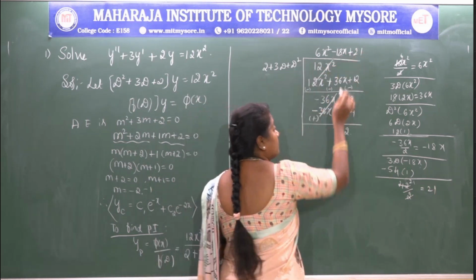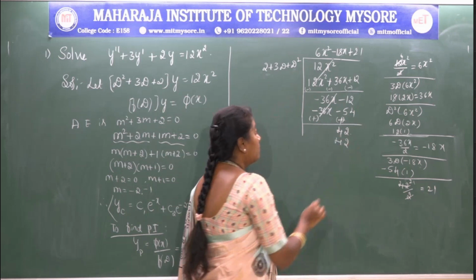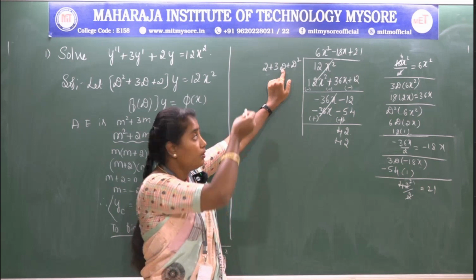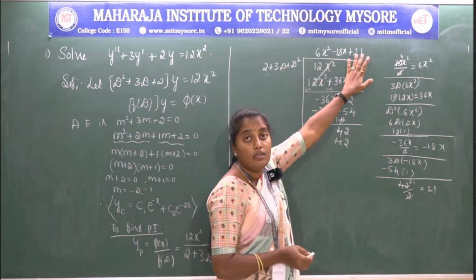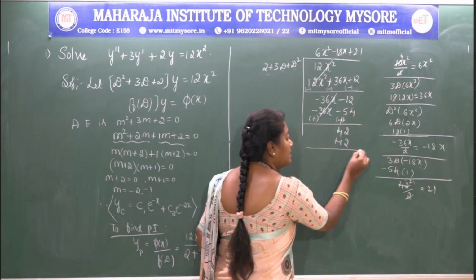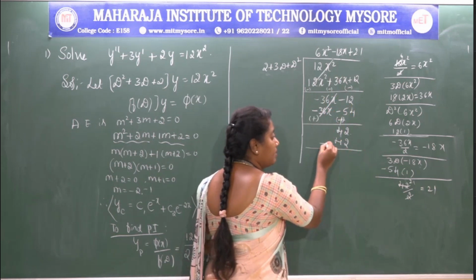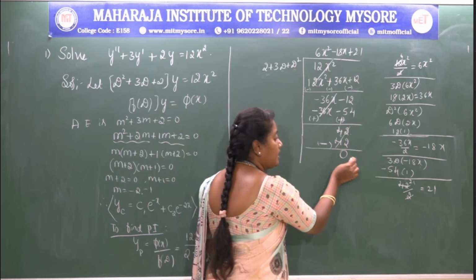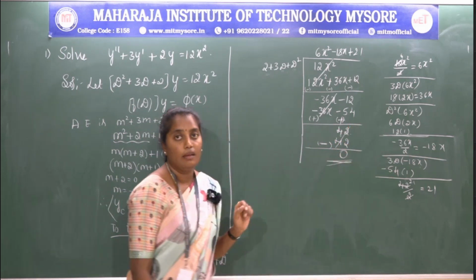2 into 21 is equal to 42, and multiplying the next term, differentiation of 22, so 21. Since 21 is a constant term, it is equal to 0. So the last term is 42. Simplifying this, minus plus 42 minus 42 get cancelled. We get a 0 remainder.